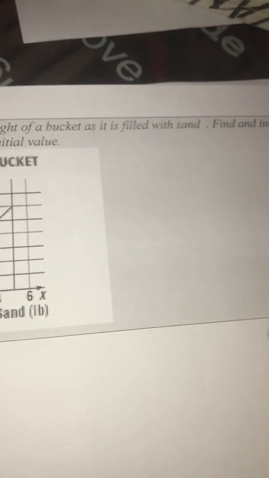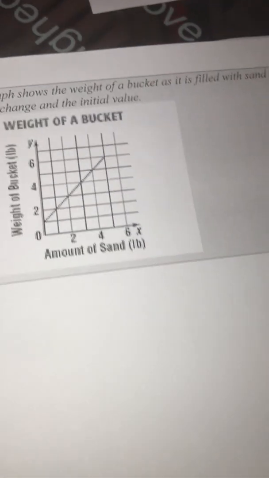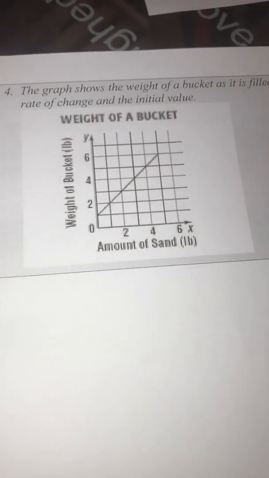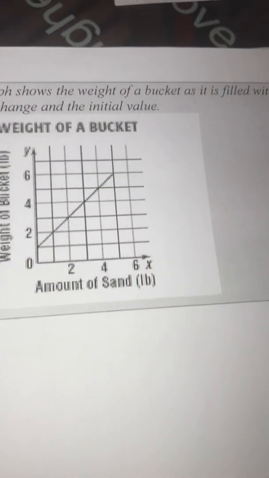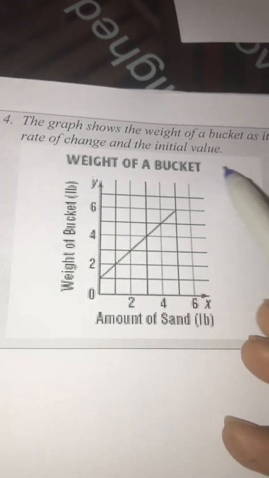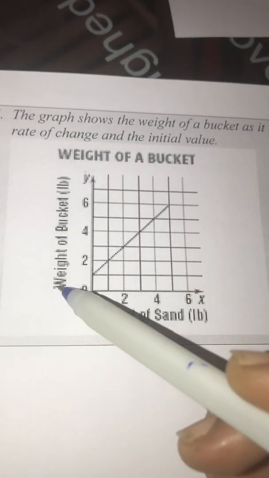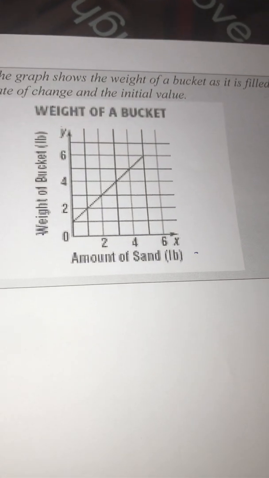So, what does that tell me? I need to be asking myself, was the bucket empty when I was beginning to fill sand? Was the bucket already with sand before I started adding more? So those are the questions we need to ask ourselves. Find and interpret the rate of change and the initial value. So this is weight of a bucket, weight of a bucket in pounds and the amount of sand in pounds.